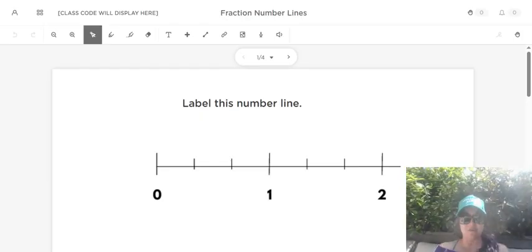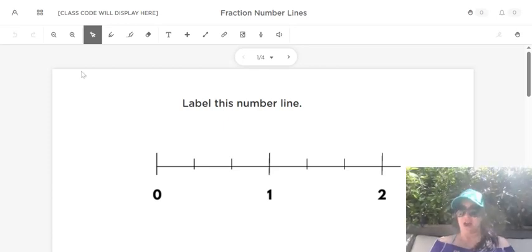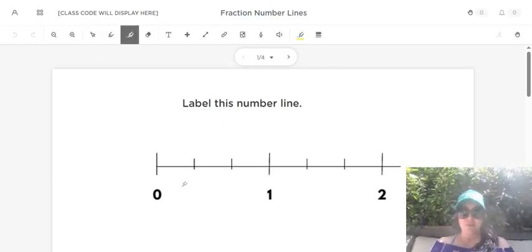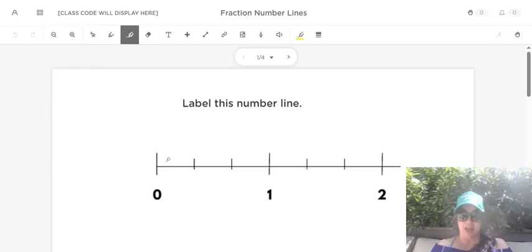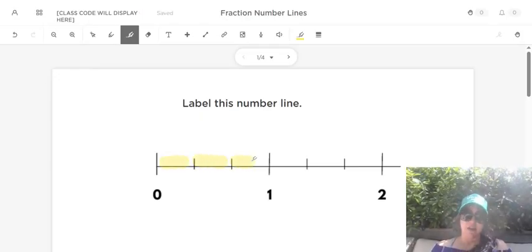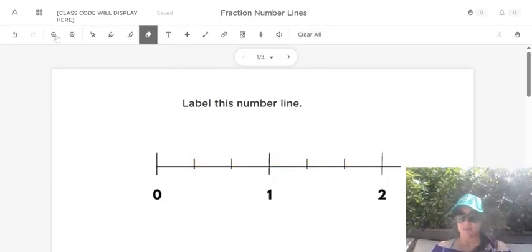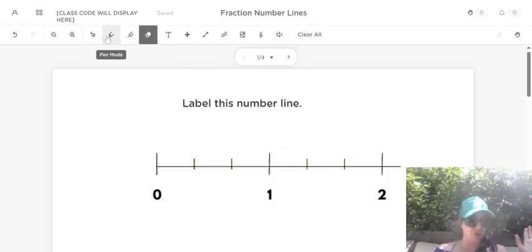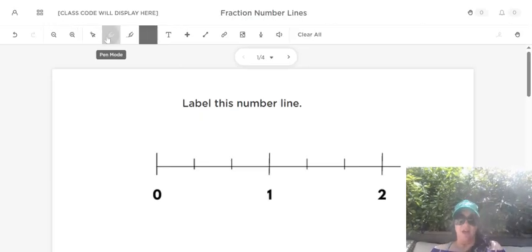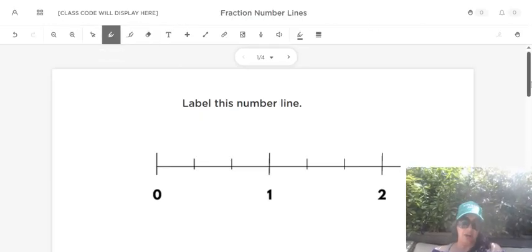Okay, so I feel pretty good that we know that when you label a fraction number line, you are looking at the spaces. You have to figure out the spaces, okay? So here's what I want you to do. On your dry erase board, what I want you to do is draw this number line. You can pause the video if you want to while you work on drawing it.